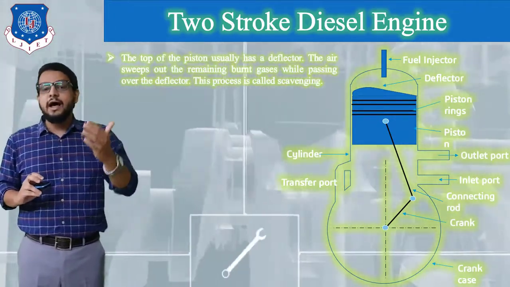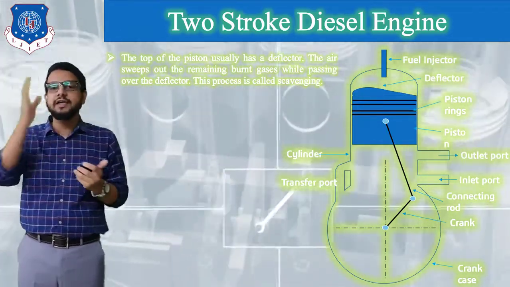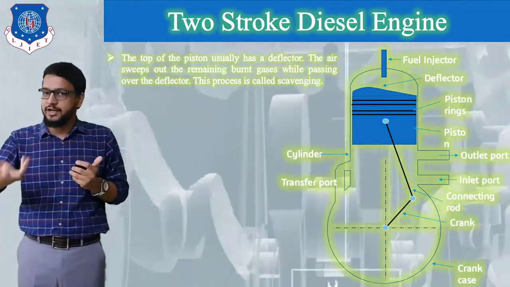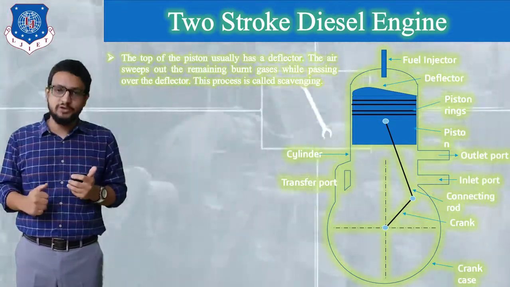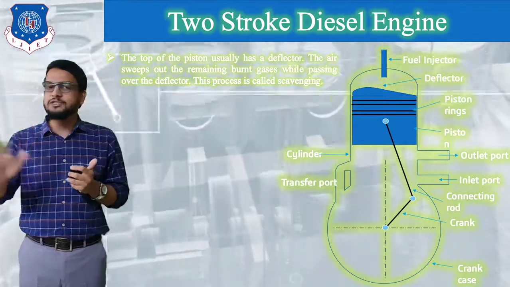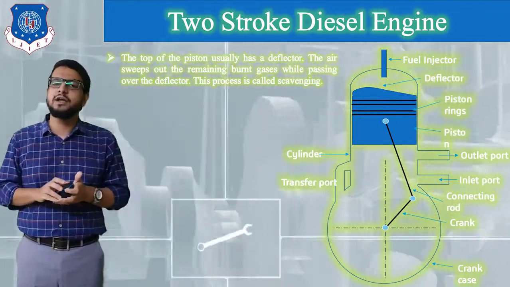So this compressed air will push these hot gases, and again sweeping out of these hot gases through the outlet port will take place, and this process, as we know, is called the scavenging process. Now finally the piston has reached its BDC position, one stroke has been completed, and the crank has moved from its 0 degree position to a 180 degree position.